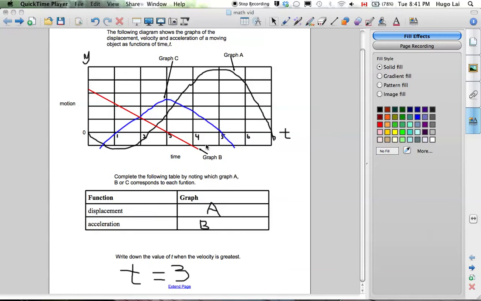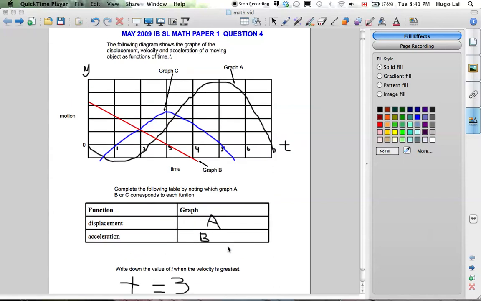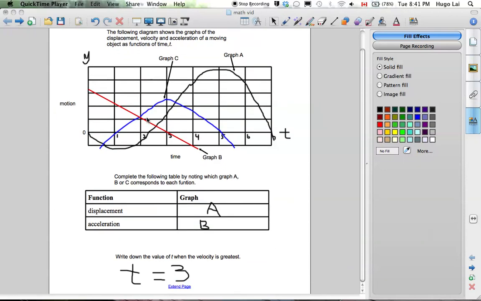So finally, part B of the question asks, write down the value of t when the velocity is greatest. So since we have already confirmed that graph C, which is the first derivative of graph A, is the velocity graph, then all we need to find is the maximum to see where the velocity is the greatest. And in this graph, we can see that when t equals 3, right here, it is the maximum since it is a negative quadratic, which is concave down.